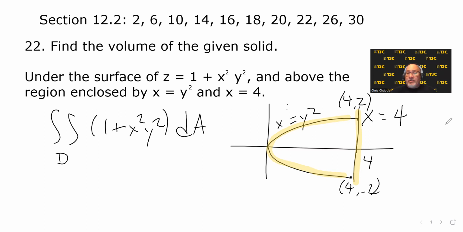First thing I did is sketch the region. x equals y squared is a sideways parabola opening to the right with a vertex at the origin. x equals 4, of course, is a vertical line. And the intersection of those two are the points (4, 2) and (4, -2), which you can find by solving y squared equals 4.